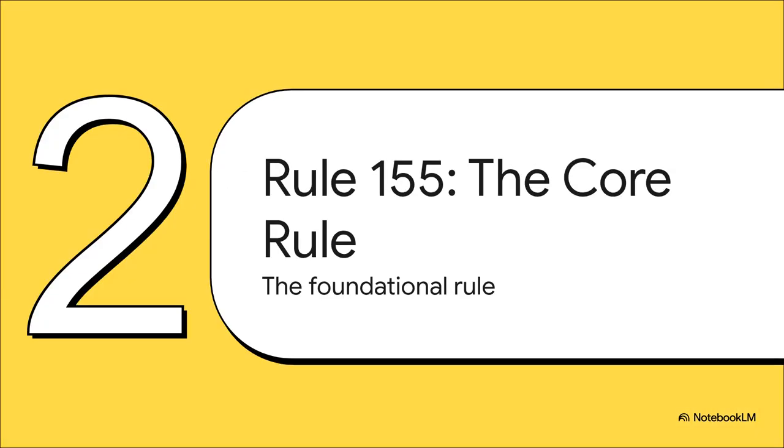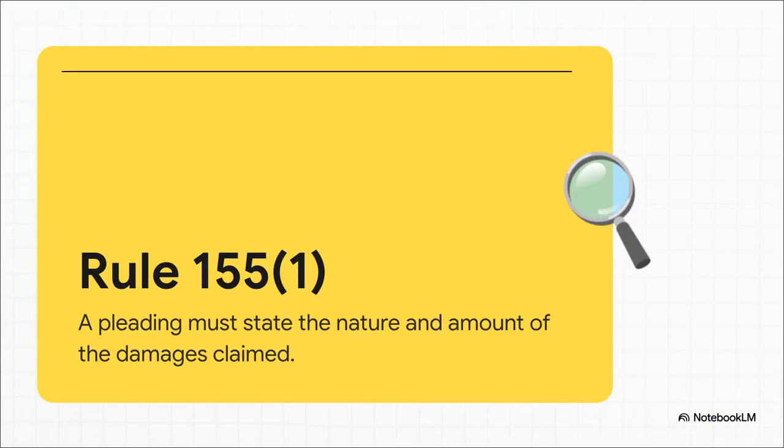All right, Section 2, the core rule. Let's get right into the text itself. This is the absolute starting point for every single damages claim you are ever going to plead. And here it is, Rule 155, Subrule 1. A pleading must, and that word must is everything here, it must state the nature and the amount of the damages claimed. This means you have to put a number on it. Yes, even for things like aggravated damages that might feel a bit abstract, you have to state an amount.